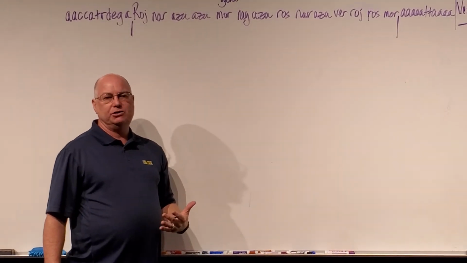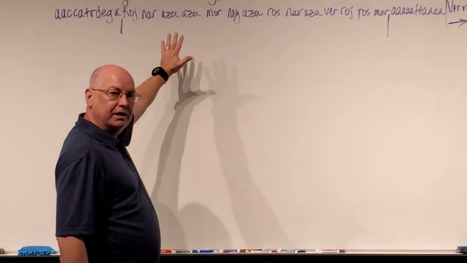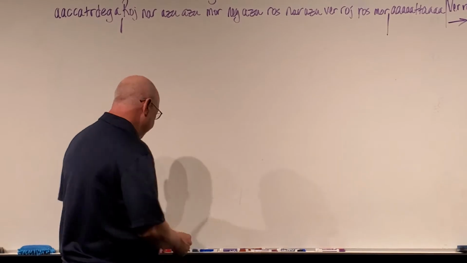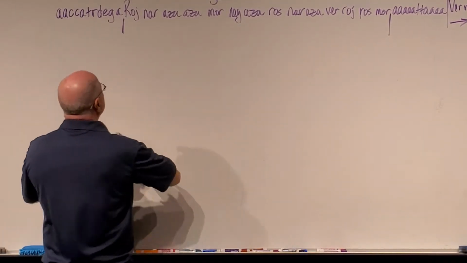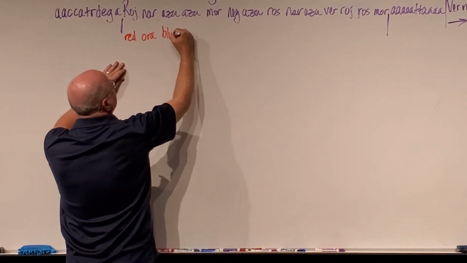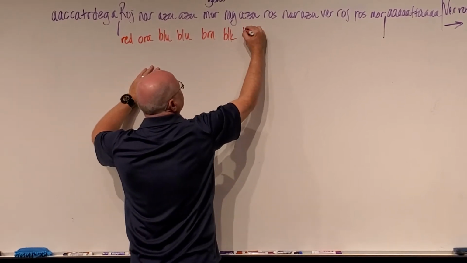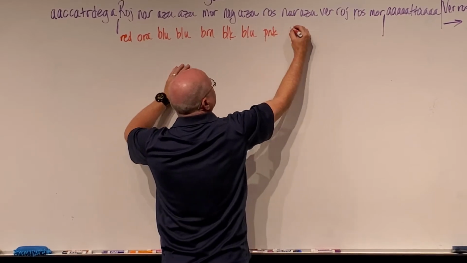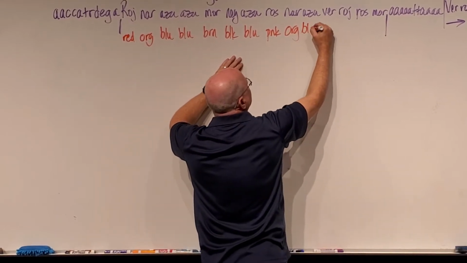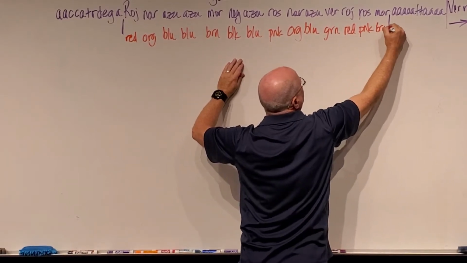Now, if I asked you to take those instructions and put these markers in a specific order, but you don't understand Spanish, then what you need is someone to come in here and find the gene that you're interested in and rewrite the gene into a language that you can understand. And so what we would do is we would start to do this. Red, orange, blue, blue, brown, black, blue, pink, orange, make that a G, blue, green, red, pink, brown.